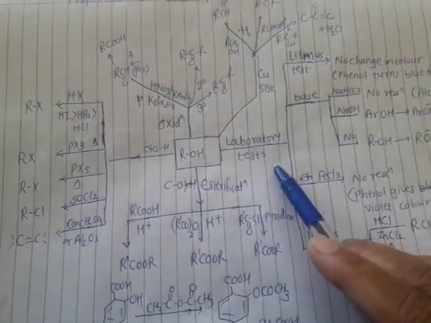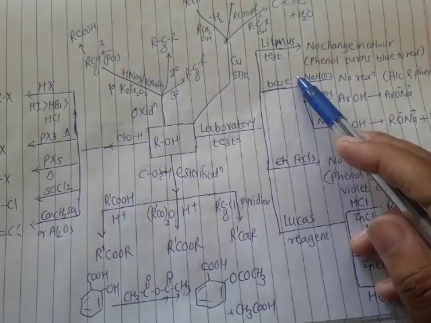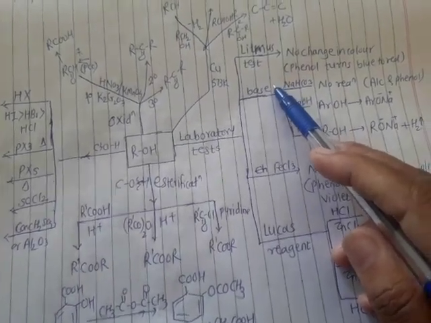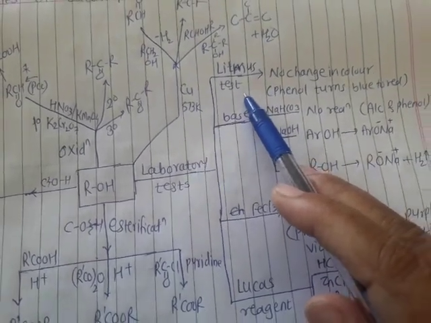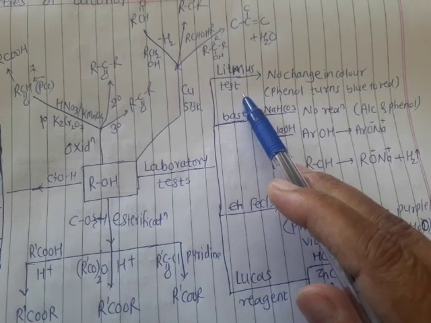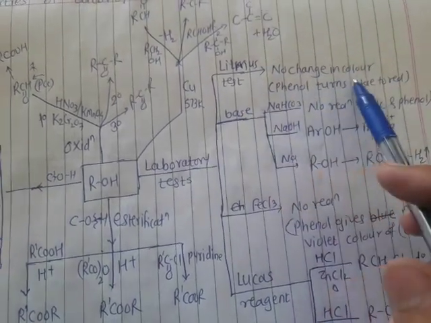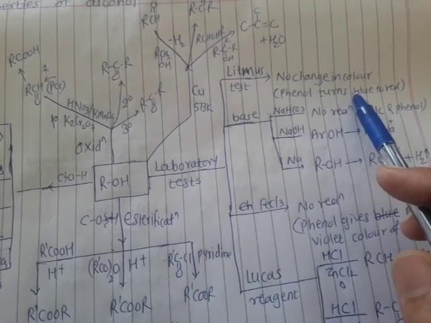In the laboratory, different tests are done to identify whether the given substance is alcohol or phenol. So the first test is with litmus. No color of any litmus is changed by alcohol, so no change in color. If it is alcohol, blue remains blue, red remains red.